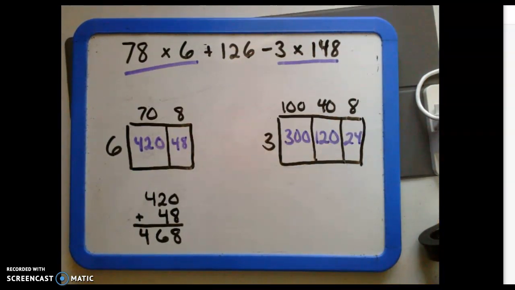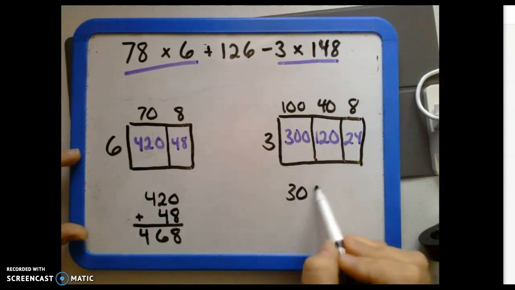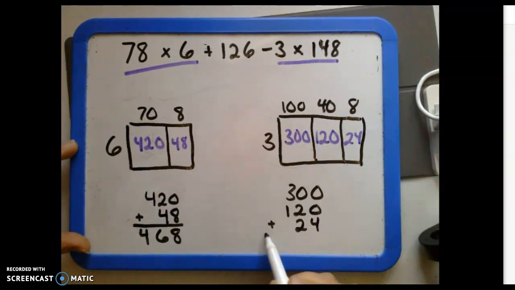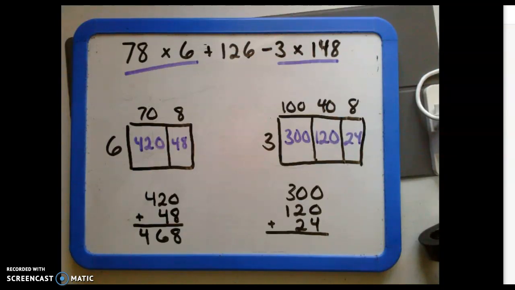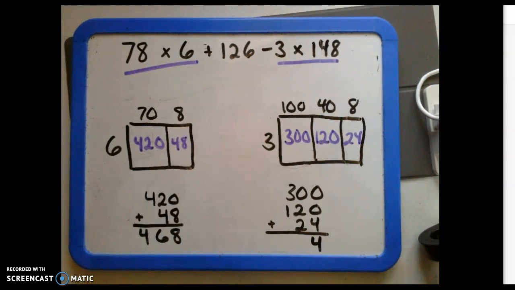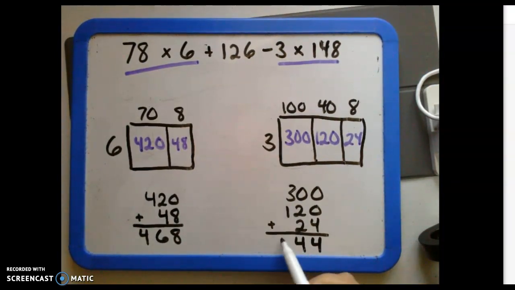Now, our next step is to add. So now we're going to add our partial products. 300 plus 120 plus 24. Remember that you can pause this video at any time to give yourself time to work this out on your own first. Okay. 0 plus 0 plus 4 is 4. 0 plus 2 plus 2 is 4. And 3 plus 1 is 4.